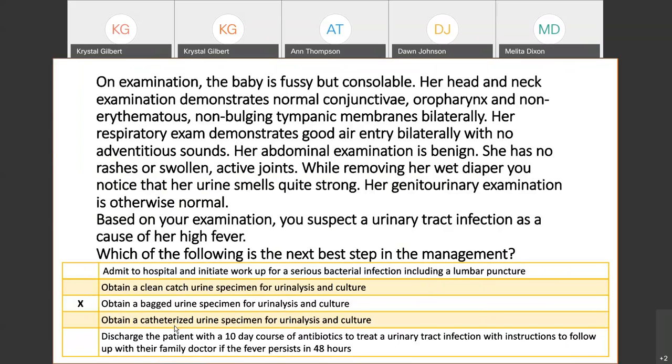So this might have progressed to pyelonephritis, glomerulonephritis, something along those lines. So, can you hear me? Okay. So that's why I would start with a bag and then progress to a catheter later.